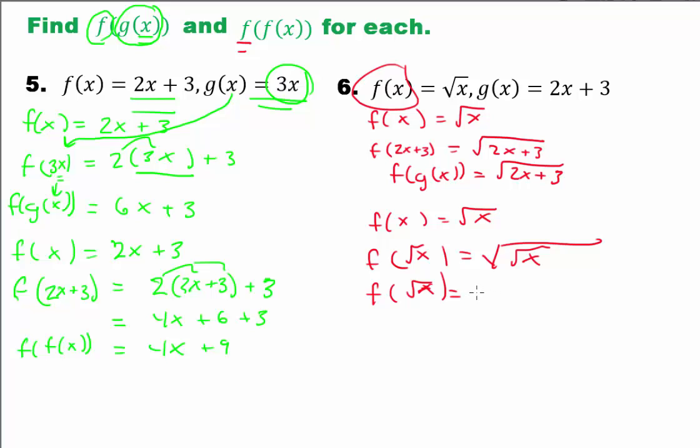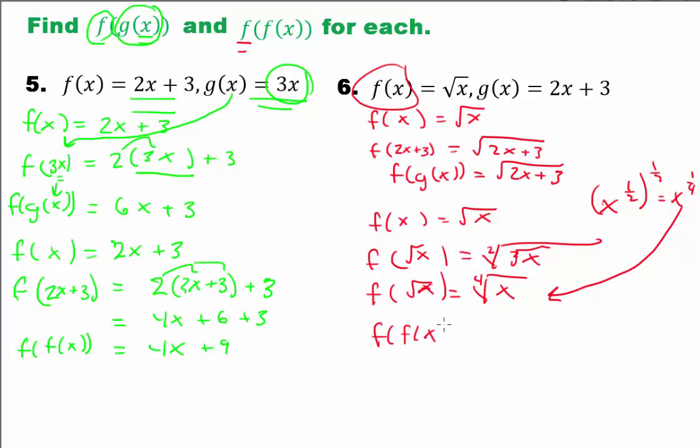Well, that's the same as the fourth root of x. Think of these two indexes as being 2, and you can multiply them, or you can also think of this as x to the 1/2 to the 1/2, which you would then multiply these 1/2s to get x to the 1/4, which is the same as the fourth root of x. Okay, so this f of f of x is equal to the fourth root of x. All right, good luck on all the problems.